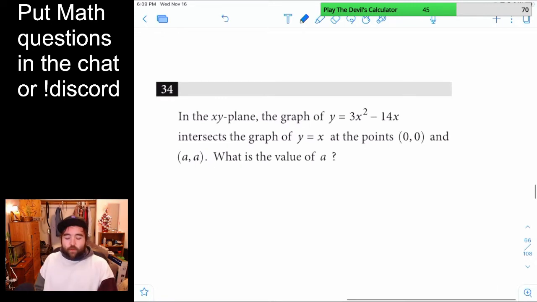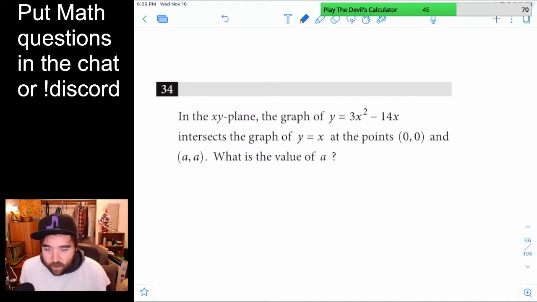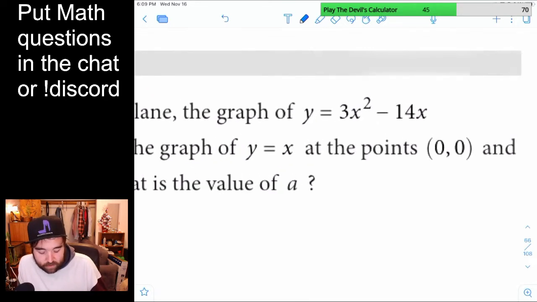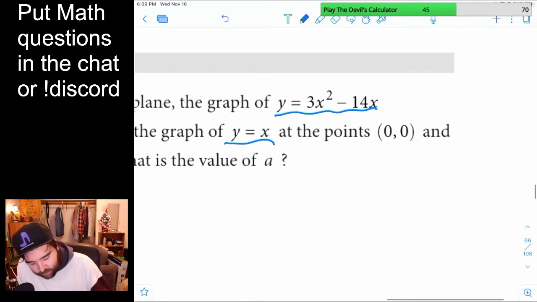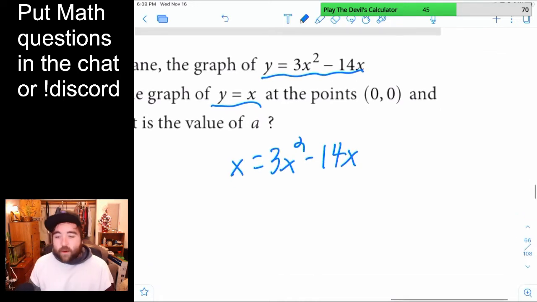Next, in the xy plane, the graph y equals 3x squared minus 14x intersects y equals x at those points. So find those points. So, I guess this is more of a system of equations type of thing. Anytime I see two graphs, that's always like a system of equations type of idea. And so you use those ideas. In this case, substitution. I would say if we know that y equals x and y equals that, we should set those equal to each other and say that x equals 3x squared minus 14x. And then from there, now we just solve for x.